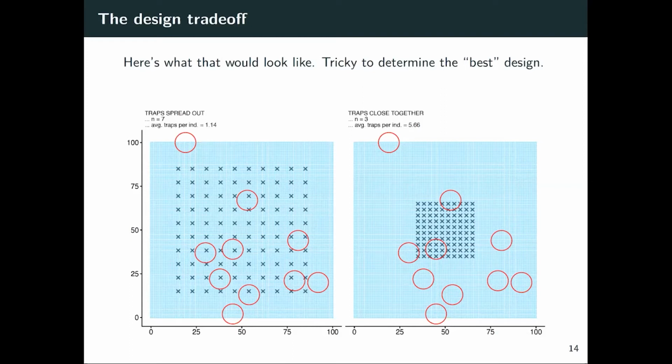So on the left, we could capture 7 individuals on the trapping grid. On the right, we only could capture 3. But on the left, each one is exposed to just over 1 trap, but on the right, it's exposed to just over 5 traps. So there are some good things on either side. We want more individuals, as I was saying, but we also want more spatial recaptures.